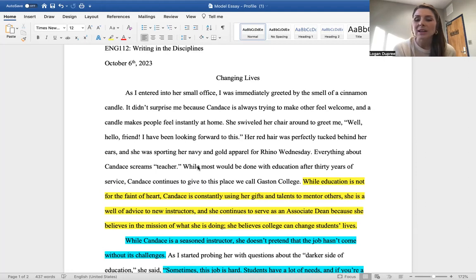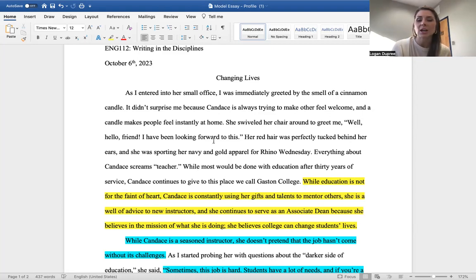While most would have been done with education after 30 years of service, Candace continues to give to this place we call Gaston College. While education is not for the faint of heart, Candace is constantly using her gifts and talents to mentor others. She is a well of advice to new instructors, and she continues to serve as an associate dean because she believes in the mission of what she is doing. She believes that college can change students' lives.